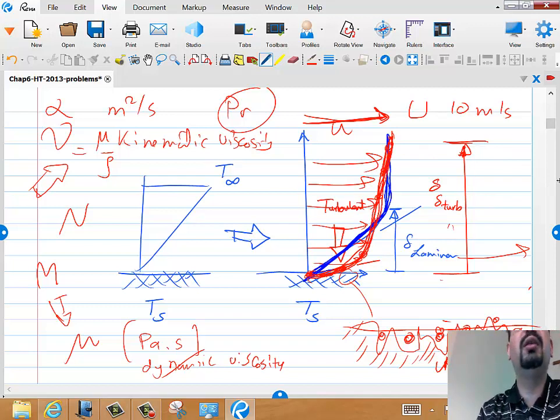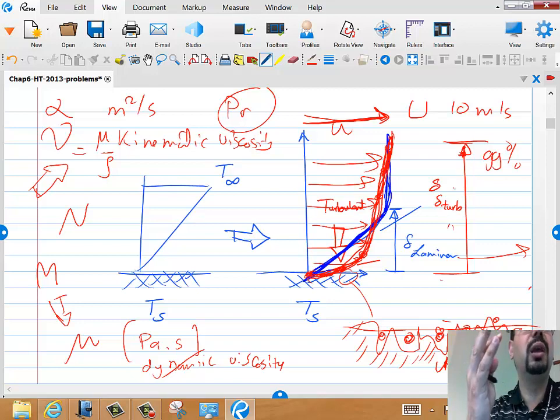So theoretically speaking, the fluid will reach 10 meters per second at infinity. But to reach 99% of that U, you will take, say, 4 millimeters, 5 millimeters in air and water. Okay? This is the boundary layer thickness. This is how much distance it takes to almost be at the free stream velocity.